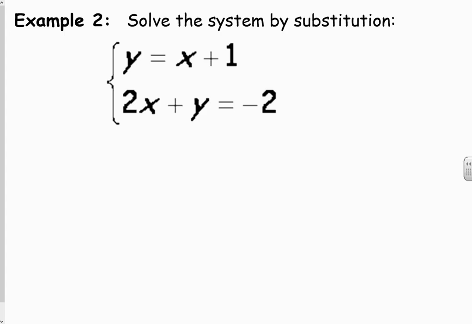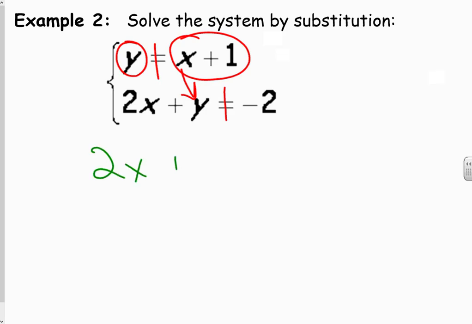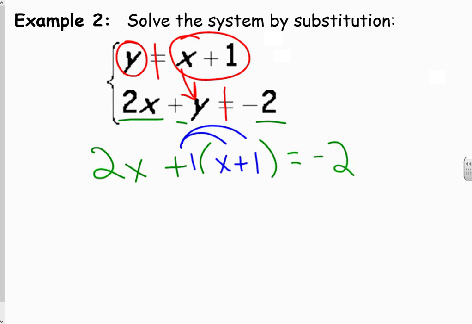That's how you learn. We're looking for a variable to be by itself, which is y. It equals x plus 1, so that's what we're plugging in for y. I rewrite the other equation, 2x plus, I'm plugging in for the y, equals negative 2. Again, make sure you don't forget any of the details. We're plugging in x plus 1. There's only a 1 out in front, so technically when I multiply it, nothing's going to change. But I do want to drop everything else down.